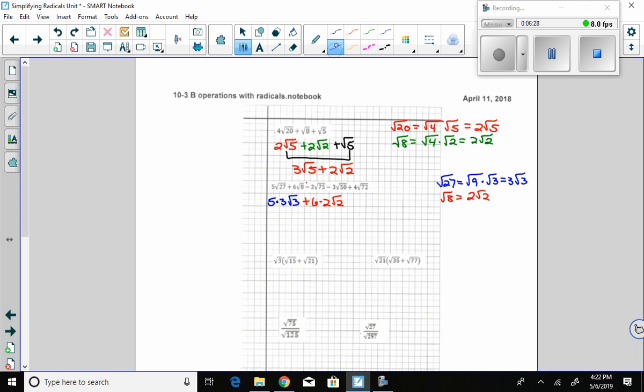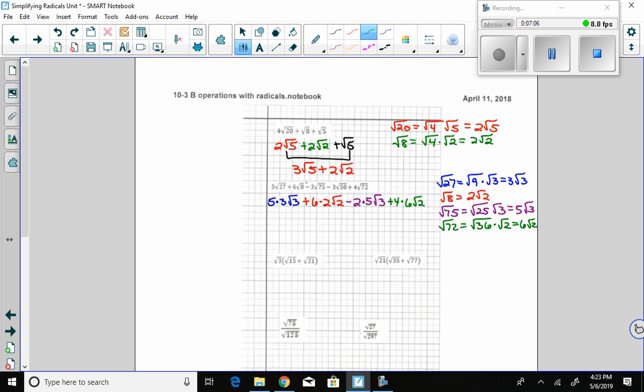Now we've got minus 2, and then I've got the square root of 75. The square root of 75 is the square root of 25 times the square root of 3, or 5 root 3. So minus 2 times 5 root 3. And then lastly, I've got the square root of 72, which I know becomes the square root of 36 times the square root of 2, or 6 root 2. But we have a 4 in front of there, so 4 times 6 root 2.